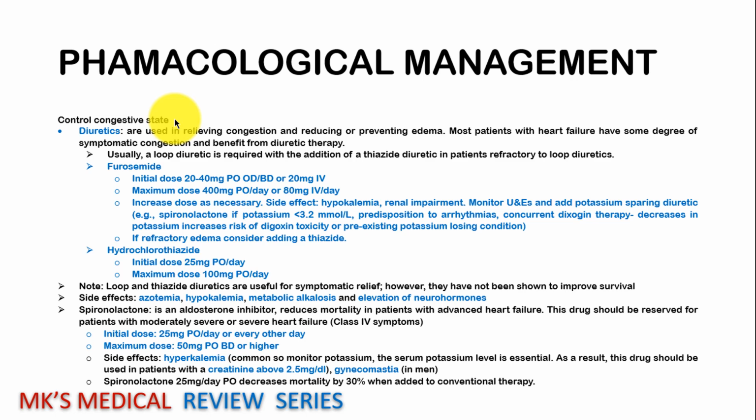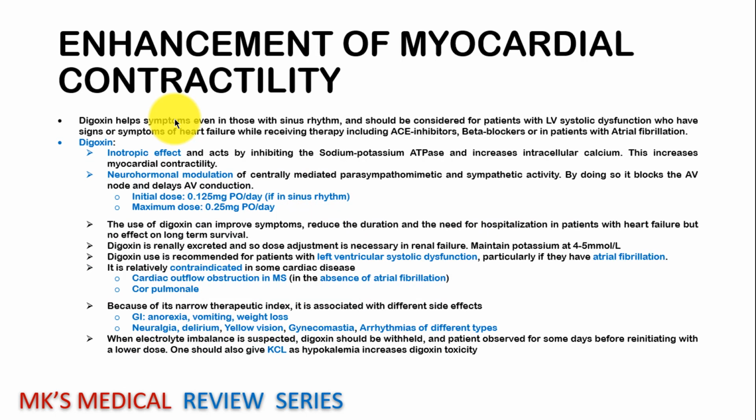So as a result, the drug should not be used in patients that have a creatinine level that's above 2.5 milligrams per deciliter. Then one of the side effects that spironolactone can cause is gynecomastia, especially in men. Then of course, spironolactone 25 milligrams per day orally actually decreases the mortality by about 30% when you add it to the conventional therapy.